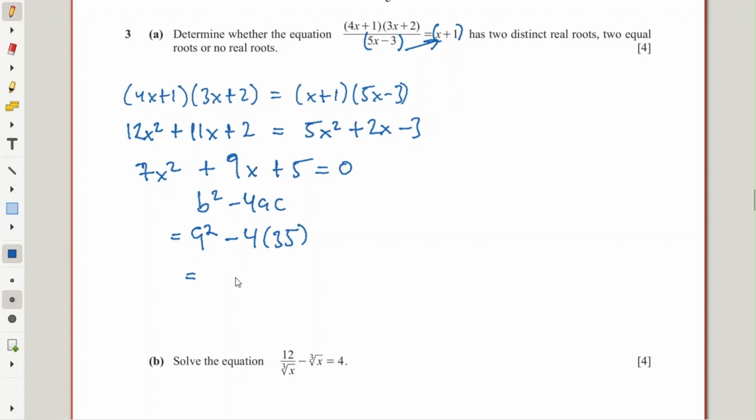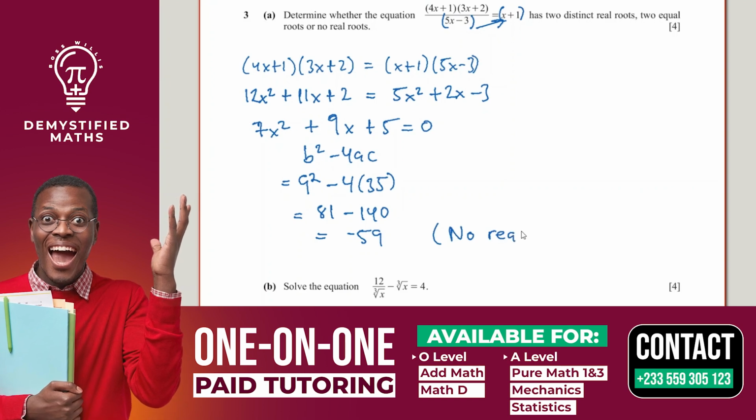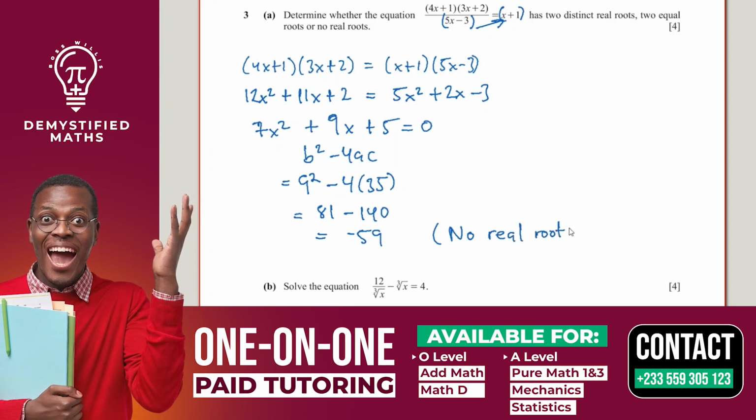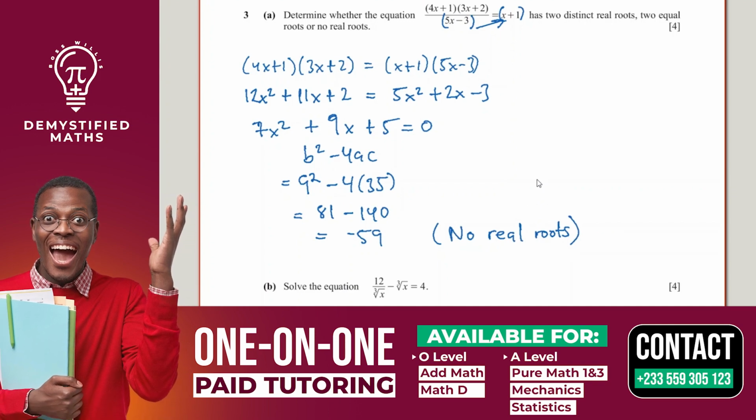What am I getting for this? I'm going to get 81 minus 140, which is -59. So I'm going to get a negative value for my discriminant. And you know that if your discriminant is negative, then we don't have a real root. So no real roots. Yes, that's it. Not difficult, right?